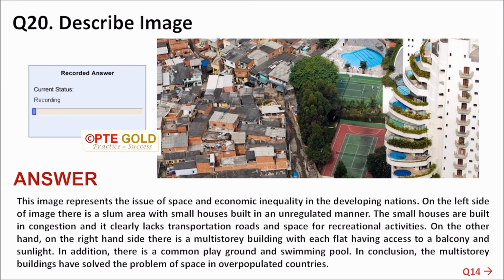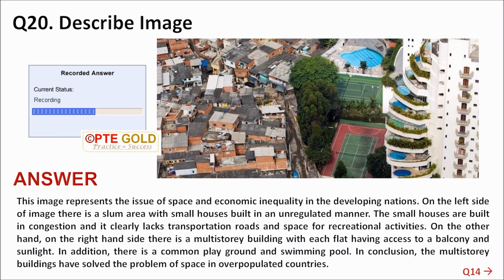This image represents the issue of space and economic inequality in the developing nations. On the left side of image there is a slum area with small houses built in an unregulated manner. The small houses are built in congestion, and it clearly lacks transportation roads and space for recreational activities.